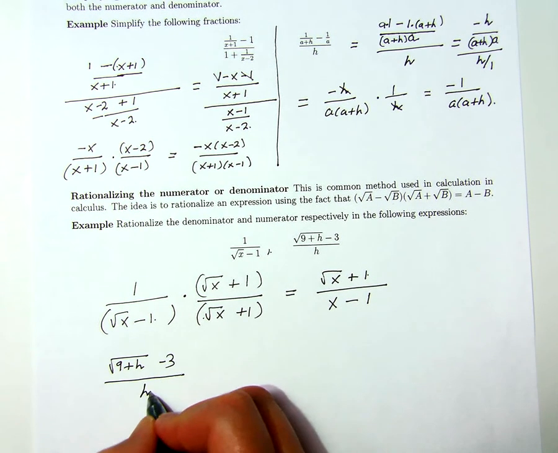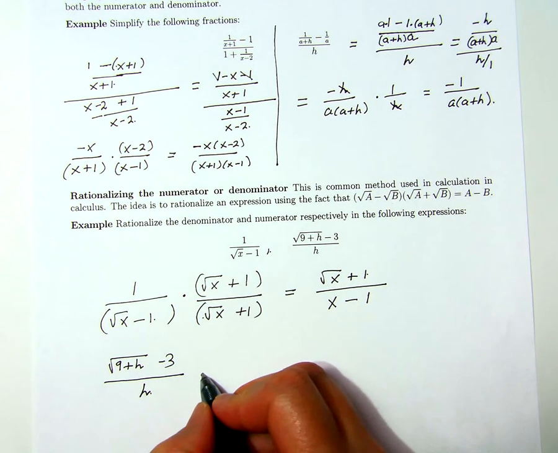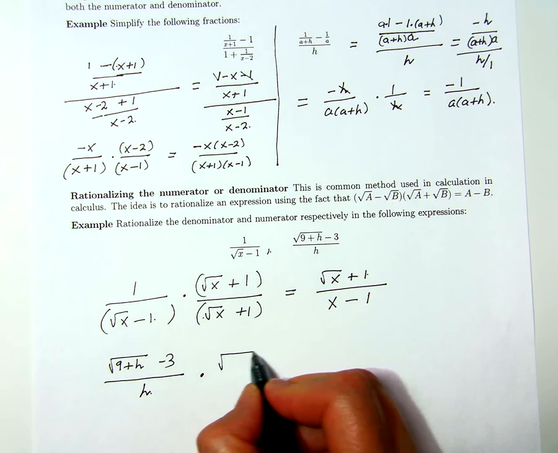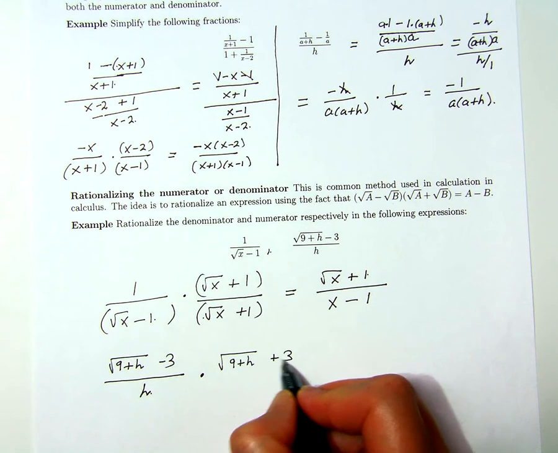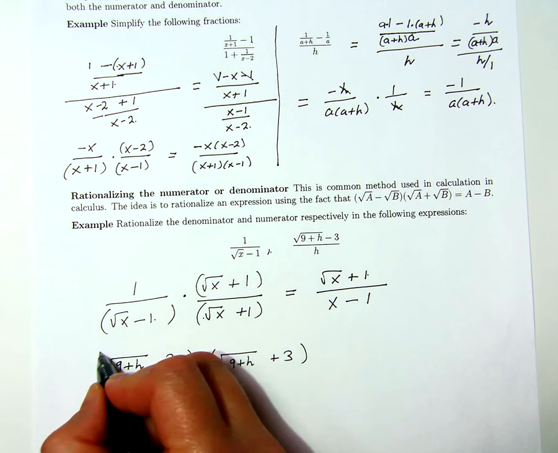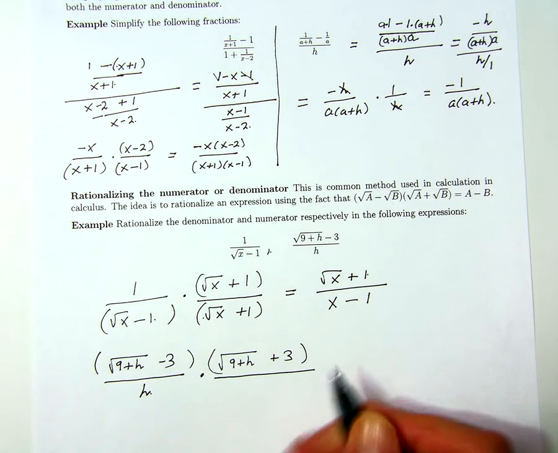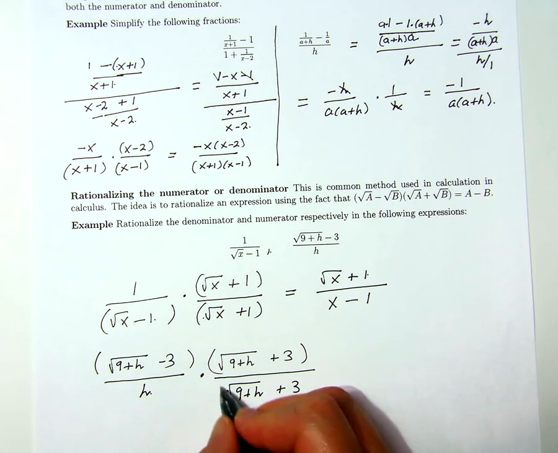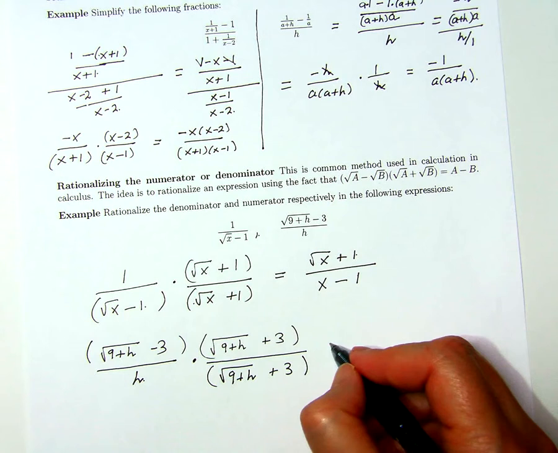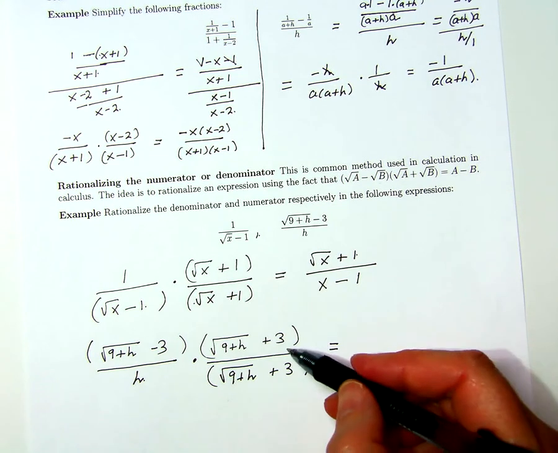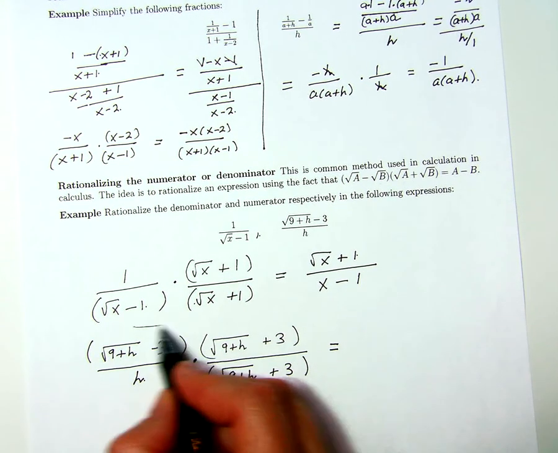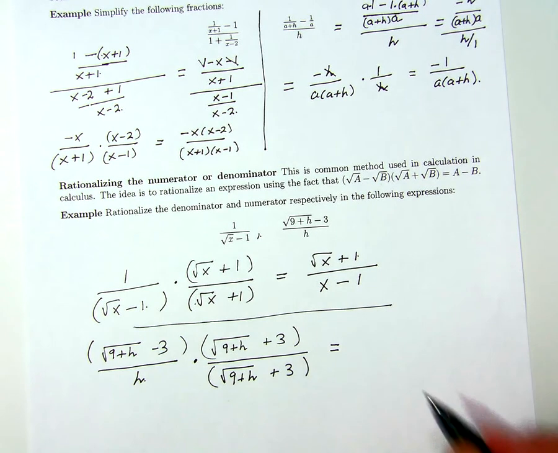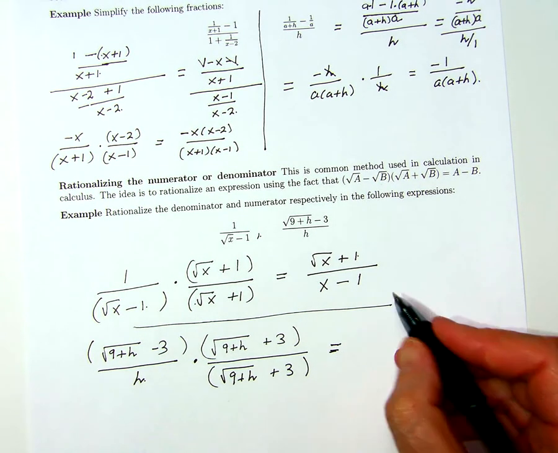I can use the same thing to get past the square root sign in the second expression. The idea is that I multiply by the square root of 9 plus h plus 3, that's the conjugate of that, but if I multiply by that to maintain equality, I must also divide by that. So this is going to make the numerator simpler, but it'll make the denominator more complicated.